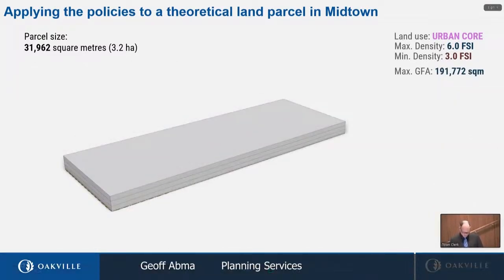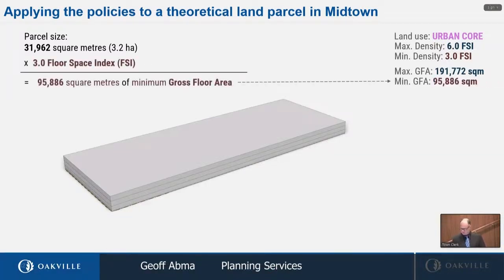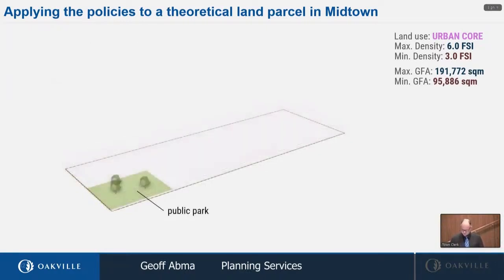Similarly, a minimum FSI of 3 is like stacking 3 of them on top of each other, so we multiply by 3, and we now have the minimum amount of floor space that we need to develop on the site. Of course, we don't want to develop a massive 3-story building that encompasses the entire site, and there are other things that we need to consider.